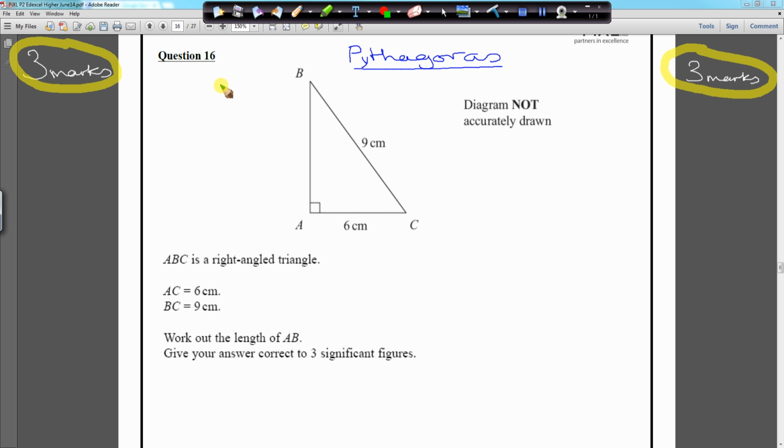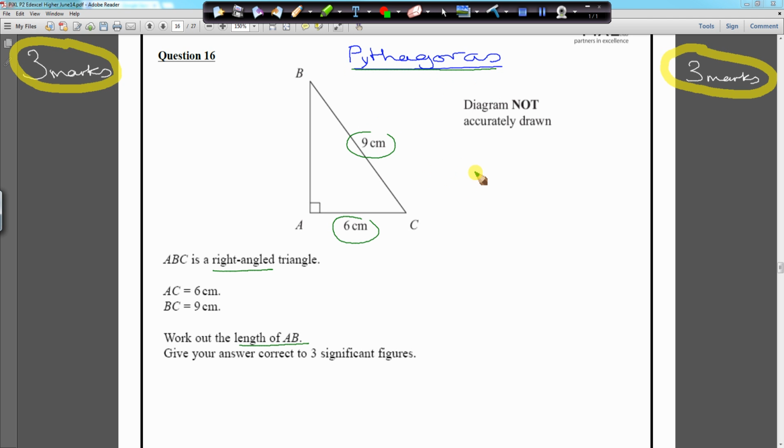Okay, welcome back. Question number 16, our emergency revision for the calculator paper. Okay, question 16 is to do with Pythagoras theorem. ABC is a right angle triangle. Soon as you mention a right angle triangle and you've got to work out a length, you have two lengths you already know, you should be straight away thinking about Pythagoras.